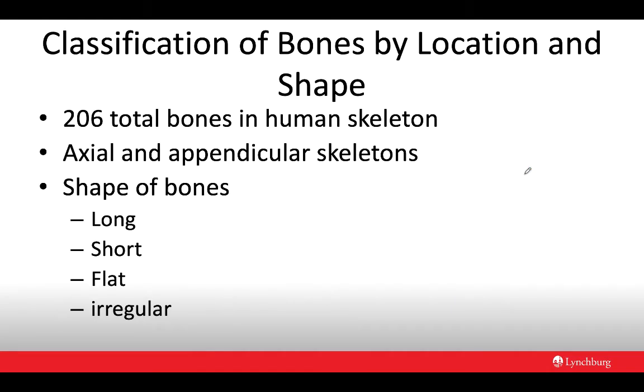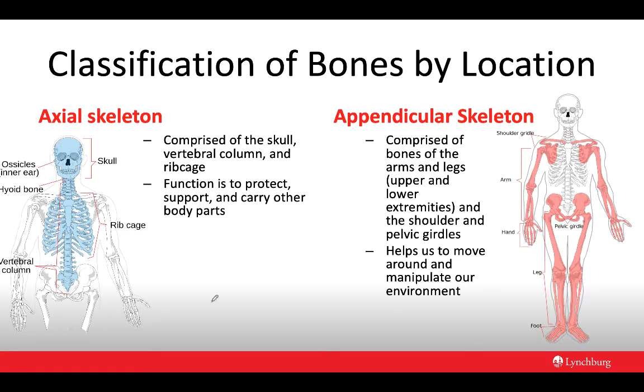Okay, we can take bones in the body, and there are 206 total bones in the human skeleton, and we can divide them up by their location, which is either going to be axial or appendicular. And we can also take those bones and divide them based on their shape. So let's talk through some of this. This is classification of bones by location.